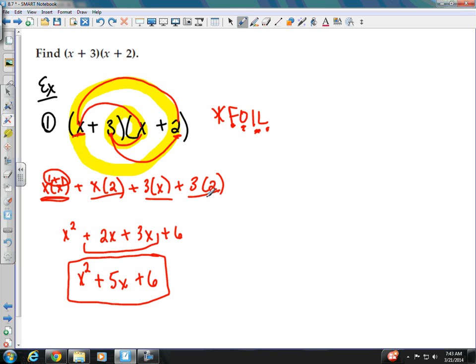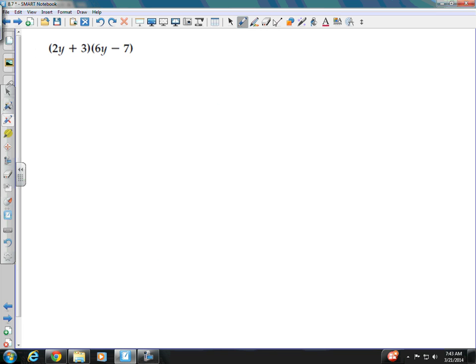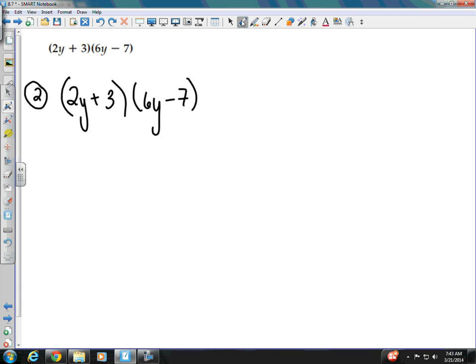So let's see another problem that we FOIL. Example 2, we have 2y plus 3 times 6y minus 7. So once again, we check it, and I have 2 terms in my first parenthesis. I have 2 terms in my second parenthesis, so that means I have 2 binomials being multiplied. So once again, we're going to FOIL.